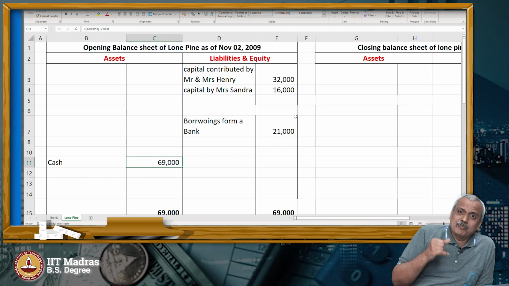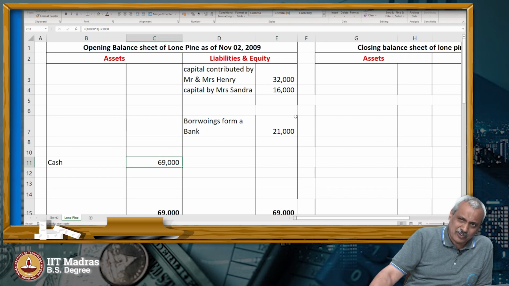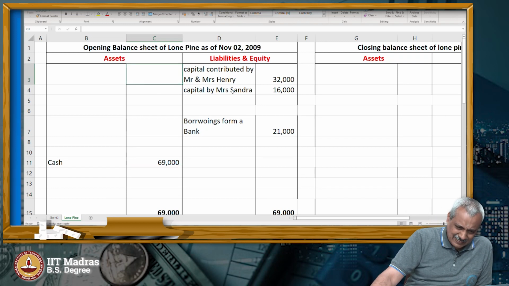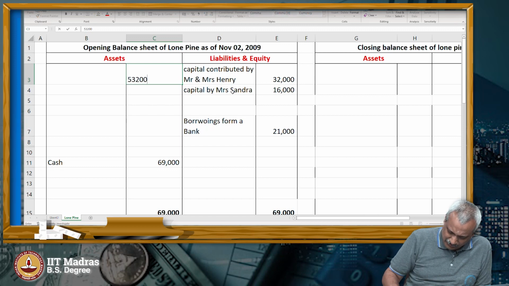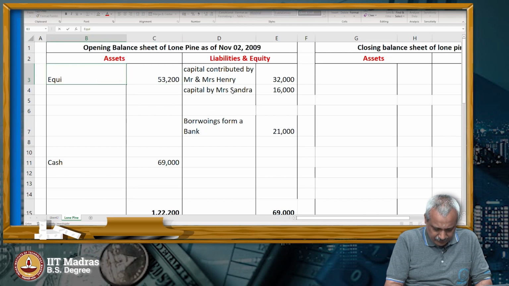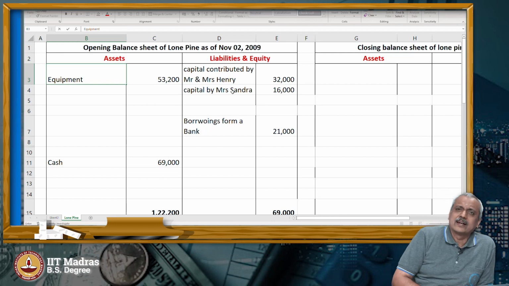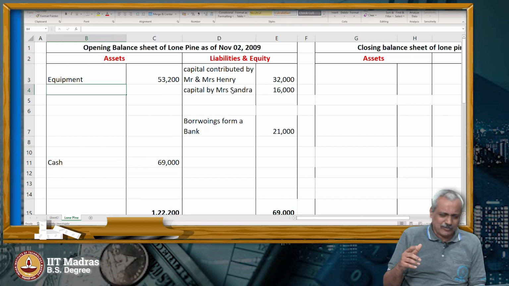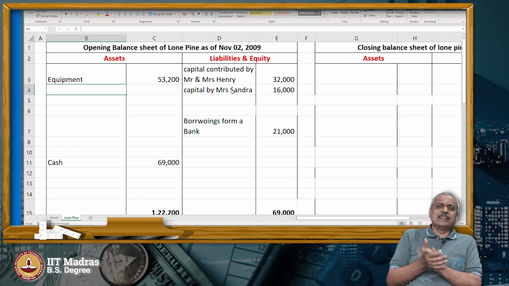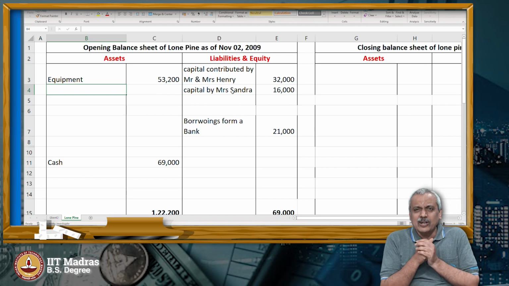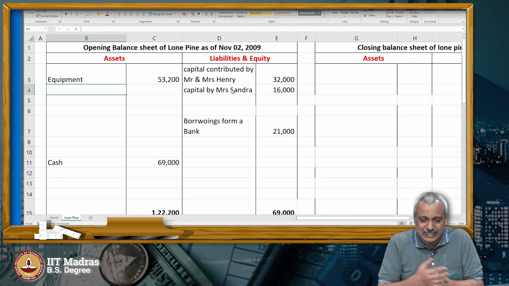When they have bought an equipment, who owns the equipment? Lone Pine Cafe owns the equipment. When Lone Pine Cafe owns the equipment, what is it for Lone Pine Cafe? It is an asset for Lone Pine Cafe, 53,200 of equipment. They have bought it and it's an asset for them. What is the equipment? It might be an equipment to cook, it might be an equipment to freeze, it might be any equipment. I don't have the details out here.